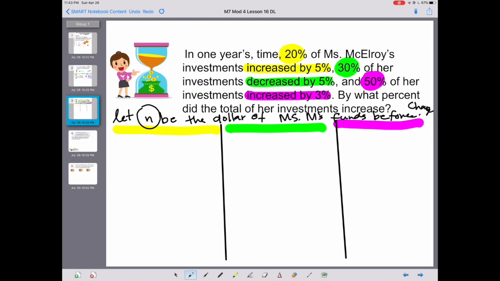This 20% was increased. I'm just going to put some arrows. Increased by 5%. Sorry, my mistake. It's 5%. And let me make this arrow a bit more increased, like the stock market. 30% decreased by 5%.